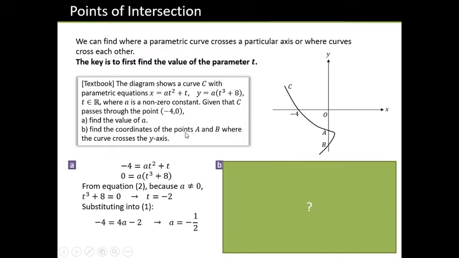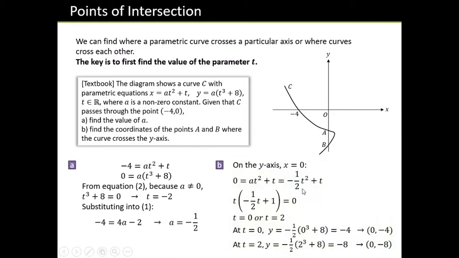Part B, find the coordinates of the points A and B where the curve crosses the y-axis. This is a really common problem where we are asked to find where a curve crosses either the x-axis or the y-axis. Just like always, you have to remember that at the y-axis, x is going to be equal to 0, just like at the x-axis, y is going to be equal to 0. If we're trying to find the coordinates of A and B where they cross the y-axis, that must mean that x is equal to 0. We've just found that a is equal to -1/2, so I can substitute that: 0 is equal to -1/2 t squared plus t.